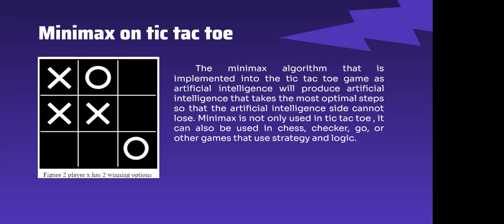Here the Minimax algorithm comes in to prevent the AI from making a move that leads to a loss. The Minimax algorithm that is implemented into the tic-tac-toe game as artificial intelligence will produce an artificial intelligence that takes the most optimal steps so that the artificial intelligence side cannot lose. Minimax is not only used in tic-tac-toe, it can also be used in chess, checkers, or other games that use strategy and logic.